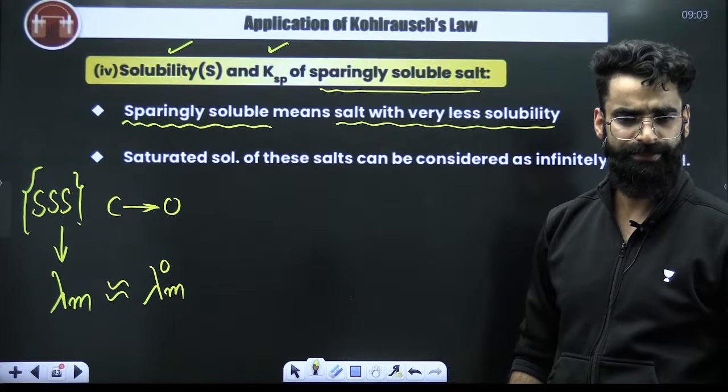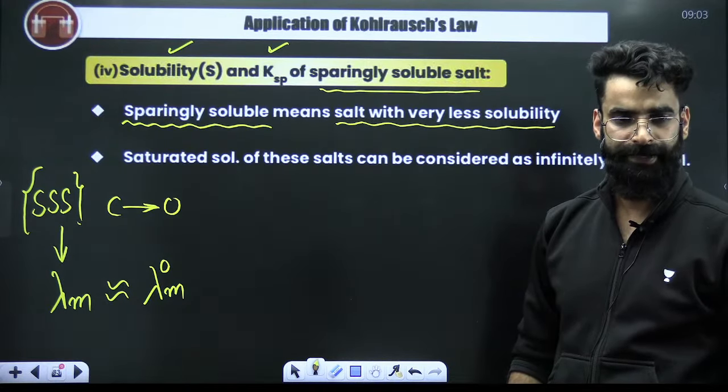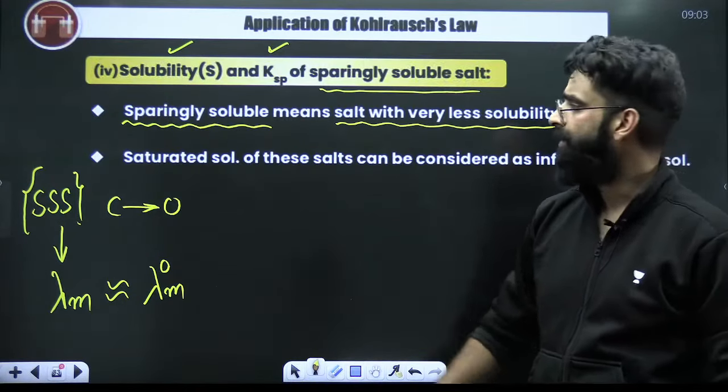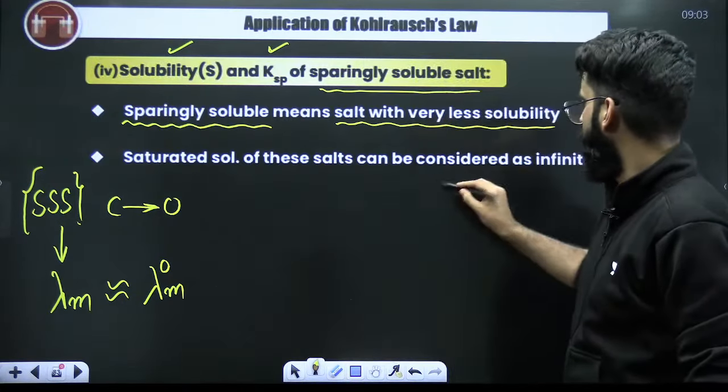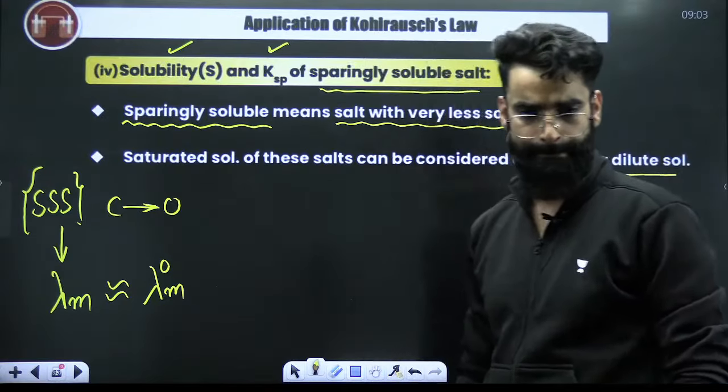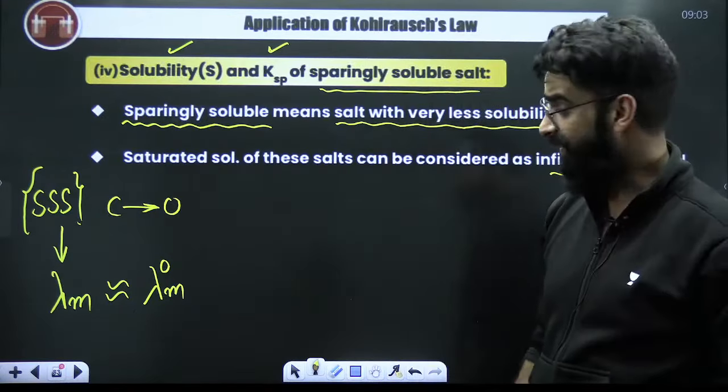Did you get this particular point? I believe this particular point is clear to everyone. Let me know in the chats if this particular point is clear.